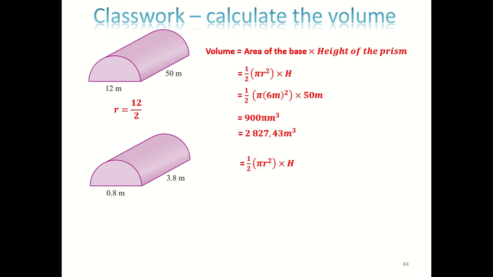Even in the second diagram, I'm given half the cylinder, so when I calculate the area of the base, I'll just halve it because it is just half the circle. The radius will be 0,8 divided by 2. 0,8 divided by 2 will be 0,4. A half multiplied by 0,4 squared multiplied by 3,8 will give you 0,304 pi, and 0,304 pi is simply 0,96 cubic meters.